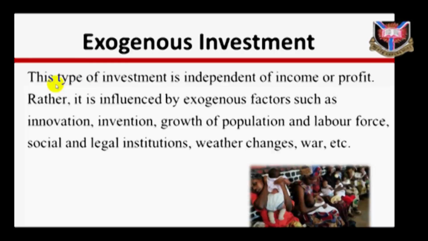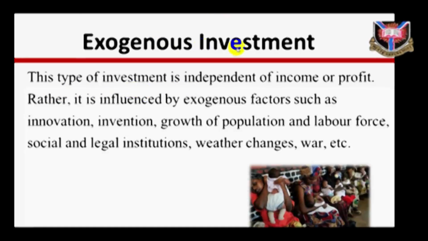Induced investment can further be divided into two: A. Average propensity to invest, API, and B. Marginal propensity to invest, MPI. API is the proportion of investment in income, that is I over Y, while MPI is the ratio of change in investment to the change in income, delta I divided by delta Y.